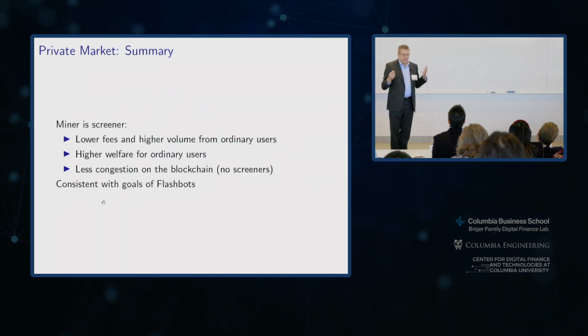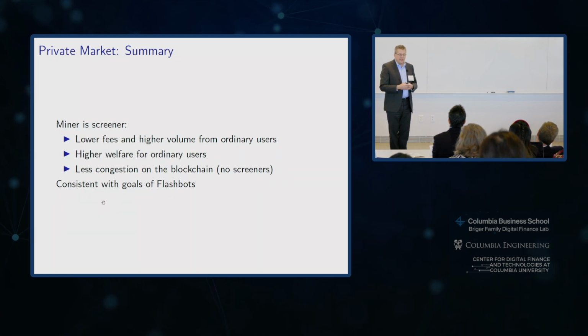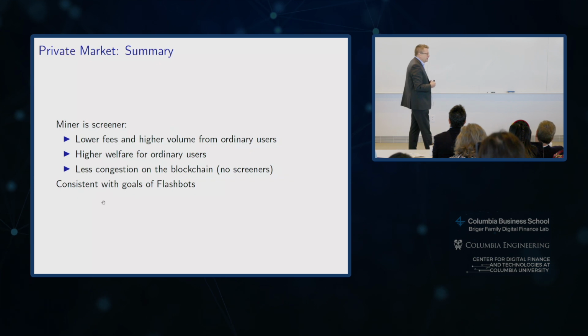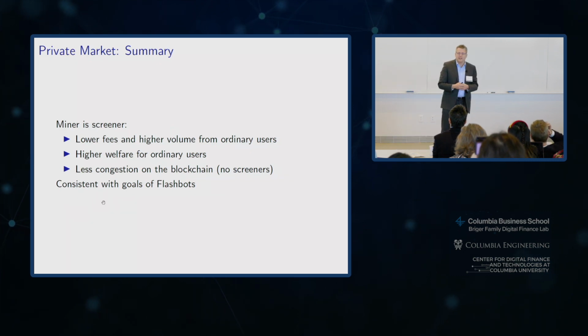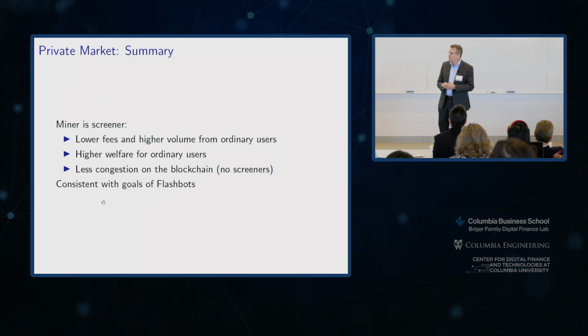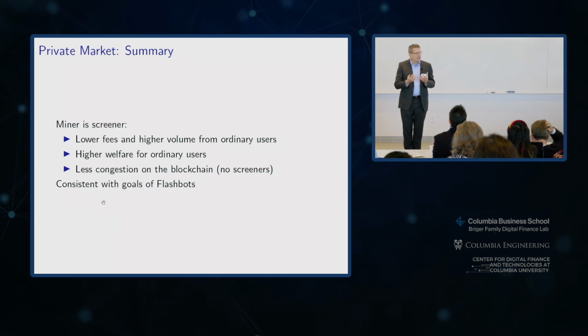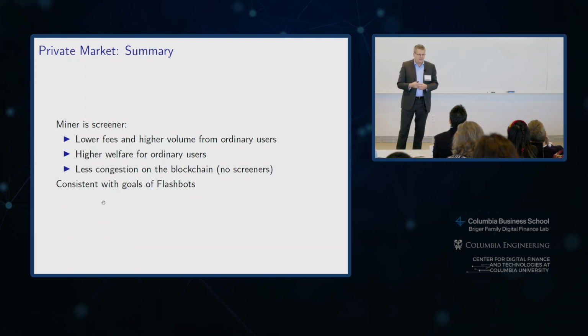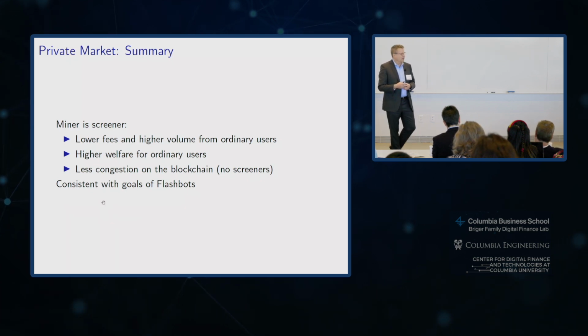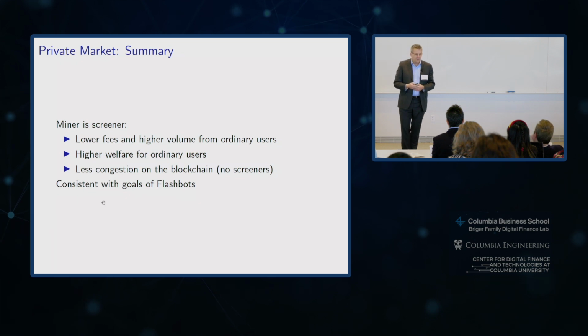So what is the summary in the existence of these private markets? We have lower fees and higher volume from ordinary users because of this cross-subsidization effect. We have more welfare being created for ordinary users because more of them participate in the market. And there's also less congestion on the blockchain because the screeners are gone and all the traffic of the arbitrageurs goes through this private market interface. So in a way, the goals of Flashbots were achieved in that sense.